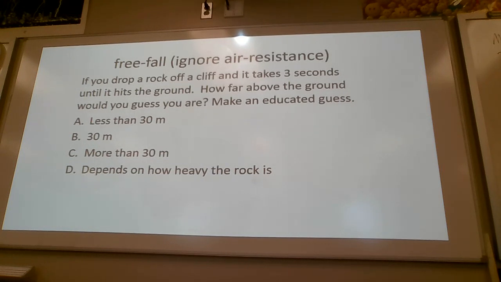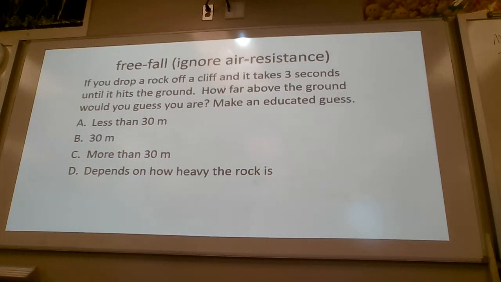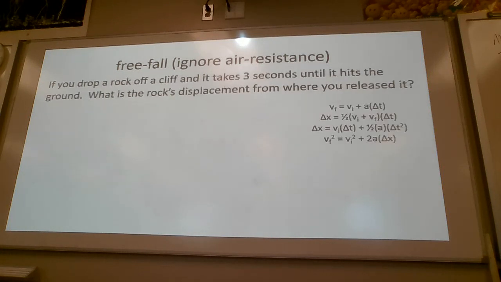Have a conversation. That's just the acceleration. You need that. I will eventually. Starting the clock as soon as you drop it. Okay. Everybody have a guess? What do you say? We're going to find out.